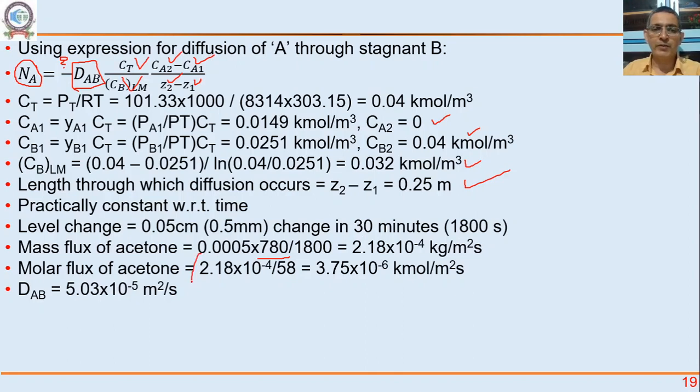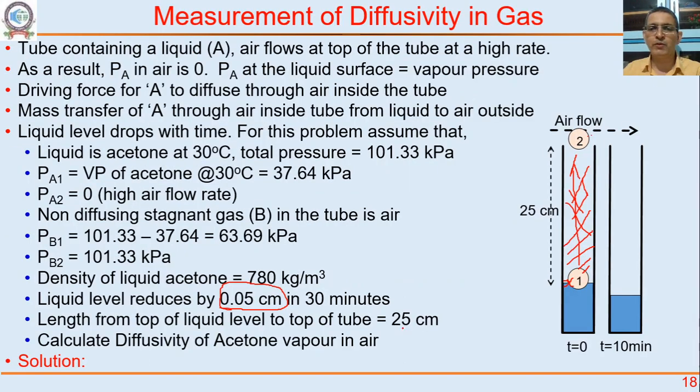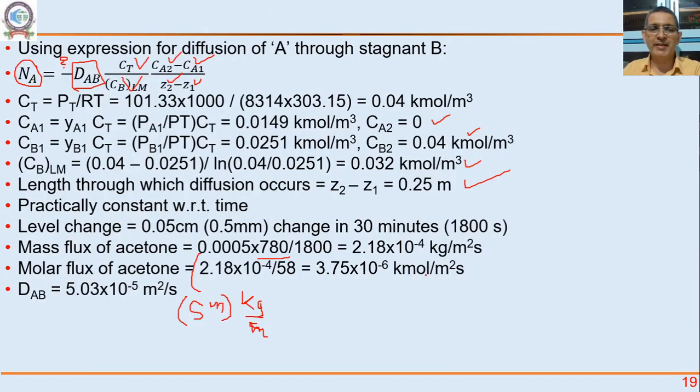So 0.05, this is in meters, multiplied by density in kilograms per meter cube. If you don't like that, multiply by the cross-sectional area of the tube. Let's say S is the cross-sectional area of the tube. So S into change of height is the volume of acetone that has evaporated. Multiplied by density, that will give you the mass of acetone that has evaporated through that cross-sectional area S. That gives you the flux of acetone per unit time.